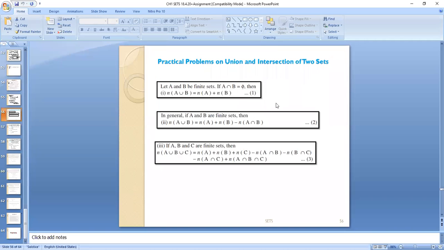In the previous lecture, we discussed union, intersection and disjoint sets. And today we will discuss practical problems on union and intersection of two sets. Right?